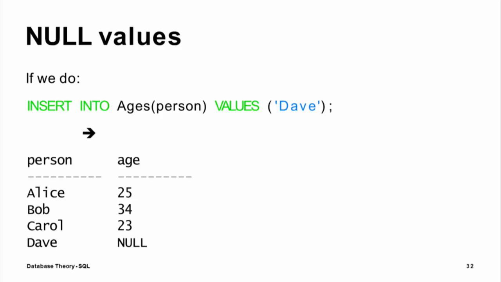I told you before that we had that insert. We inserted Dave into that ages table, and we didn't supply an age. And I mentioned that word null. Well, what happens here is that if you don't supply a value, it will set that column or that attribute to null. And if you are a C or a C++ or a C# programmer, you know what it is.